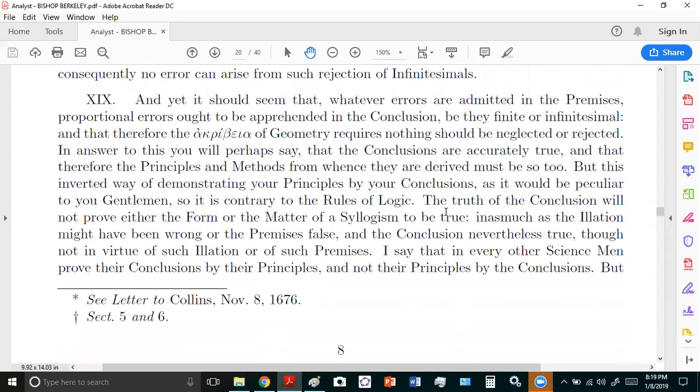So again, down here, Berkeley says, the truth of the conclusion will not prove either the form or the matter of a syllogism to be true, inasmuch as the illation might have been wrong or the premises false. And a lot of these things happen because of what I've tried to explain to you before, ill-formed ideas. And he says, and the conclusion nevertheless true, though not in virtue of such illation or of such premises. So he says, I say that in every other science, men prove their conclusions by their principles, and not their principles by their conclusions.